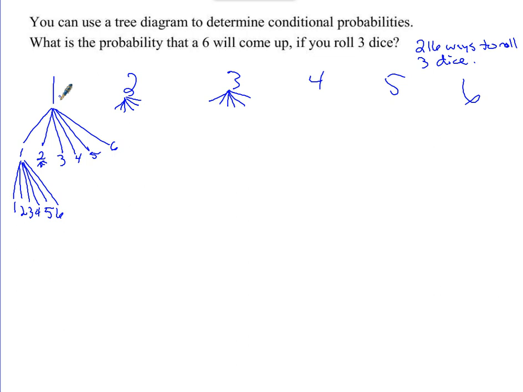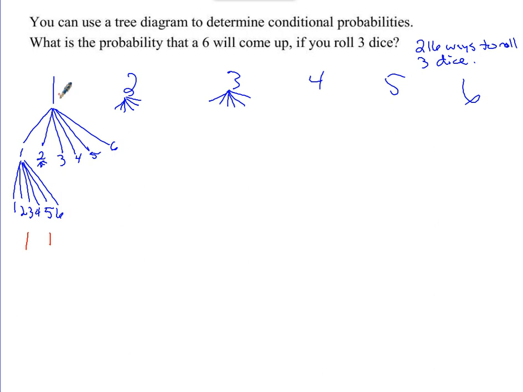If my first roll is a 1, and my second roll is a 1, down this branch, how many wins do I have here? I have 1. My third roll would have to be a 6. Okay? So there's 1 win on that branch. If my first roll is a 1 and my second roll is a 2, how many wins would I have down that branch? 1. Because I would have to get a 6 on that third roll.